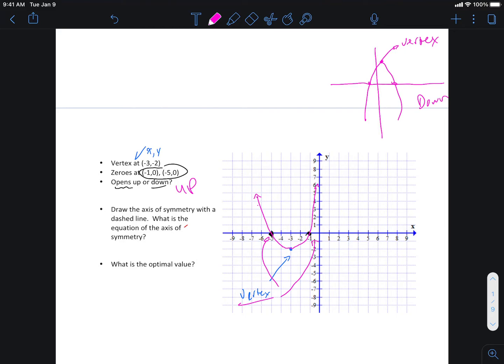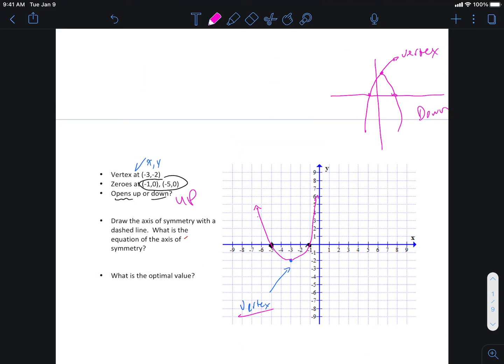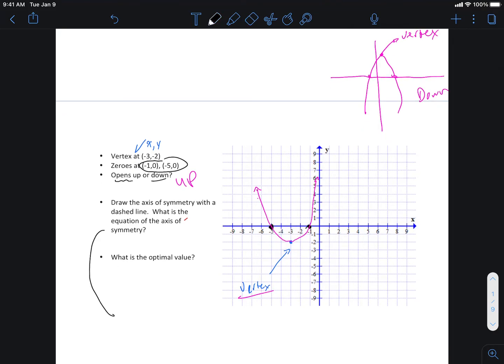Okay. So I'm going to erase some stuff and clean it up. I don't like all the arrows. You guys look at this. The next part asks you, draw the axis of symmetry with a dashed line. Well, let's draw the axis of symmetry. Where is this parabola equal on both sides? It's not here. It's not here. The little hint is, I'll write this in text here: axis of symmetry.